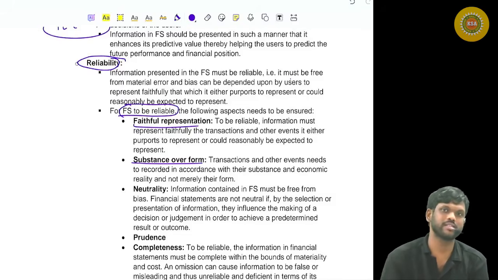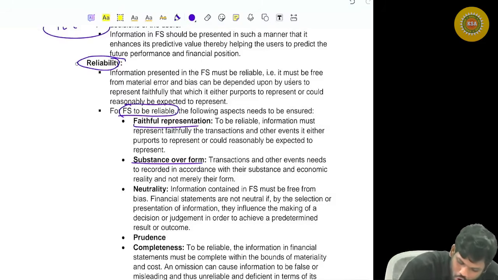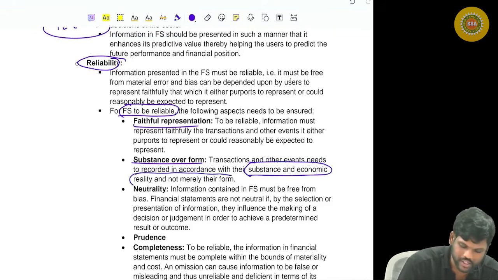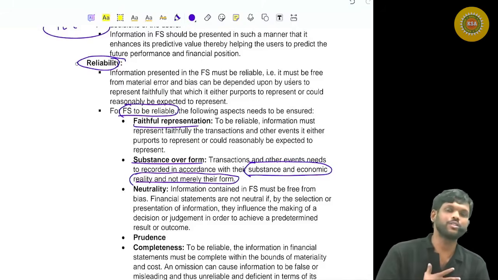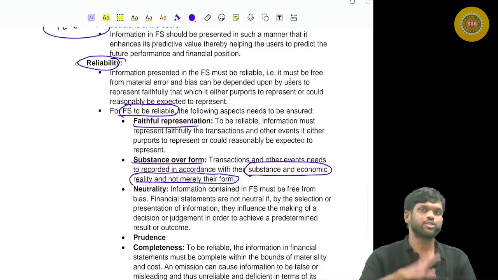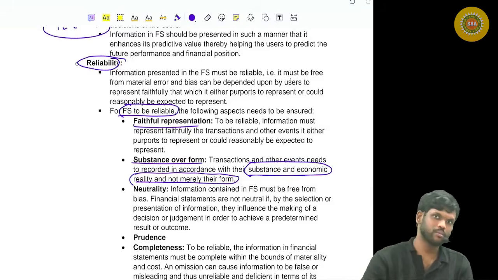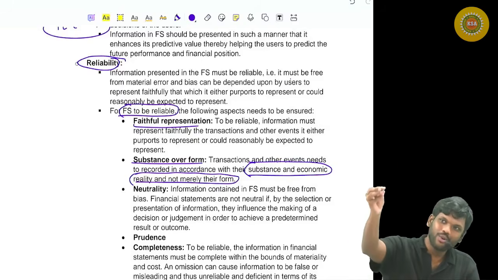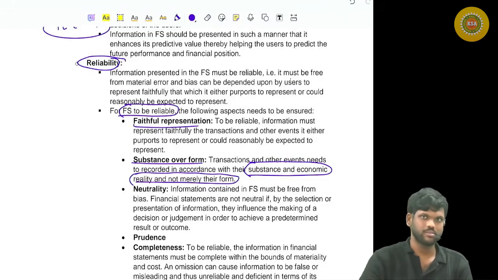Substance over form says that all the transactions and events should be recorded based on their economic substance, not based on their legal formalities. இப்போ அப்படின்னா என்ன சார்? இப்போ for example assume I am running a business. On 31st March morning I have purchased some goods. Okay, அந்த goods எல்லாம் என் கோடவுன்ல வந்துச்சு. 31st March அன்னைக்கே கோடவுன்ல வந்துச்சு.